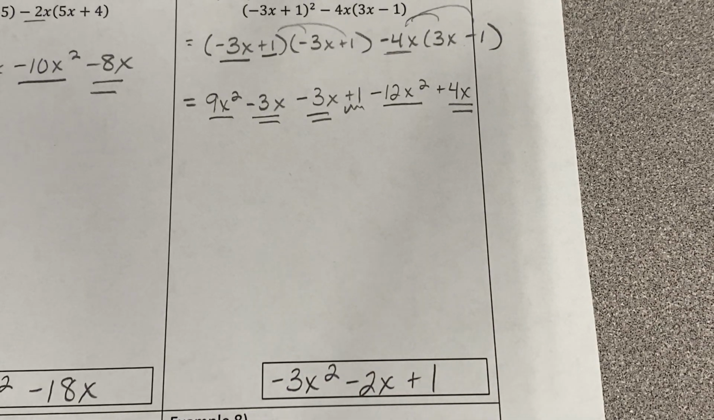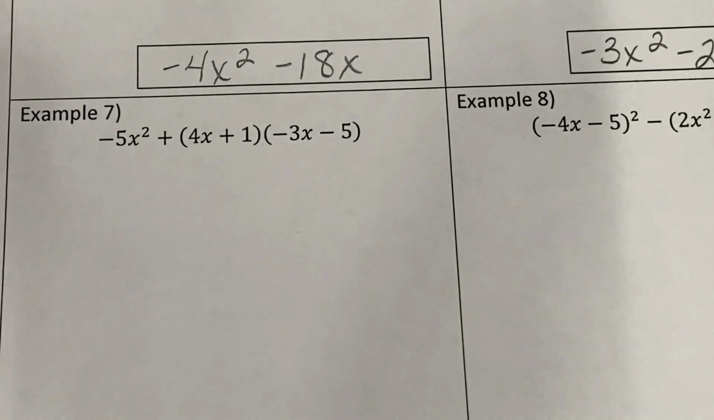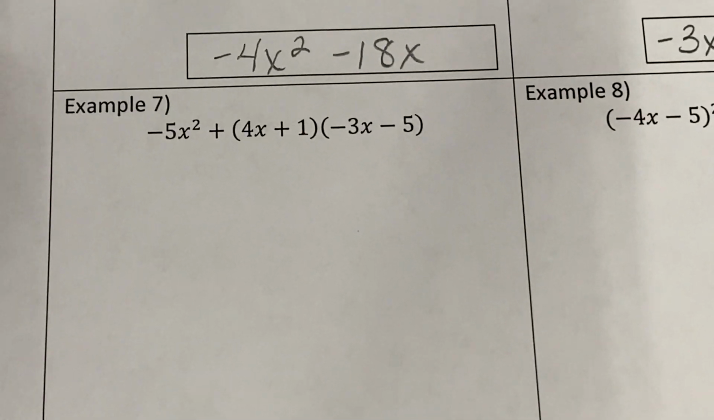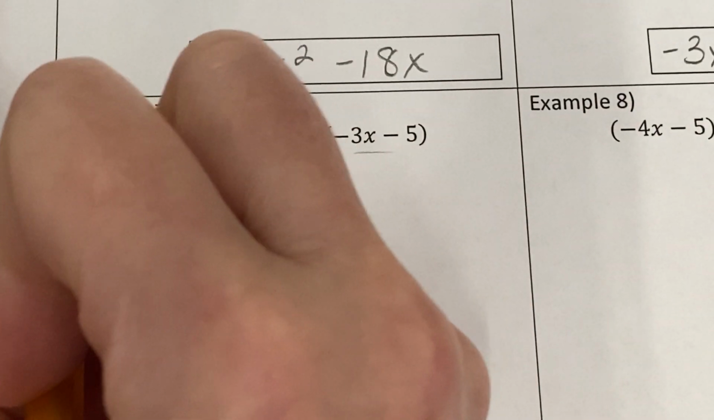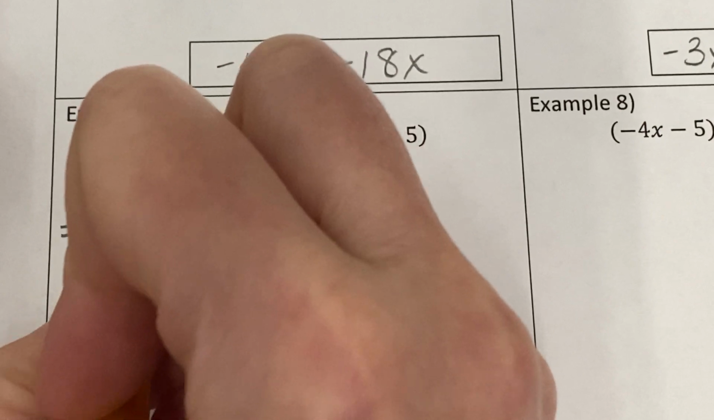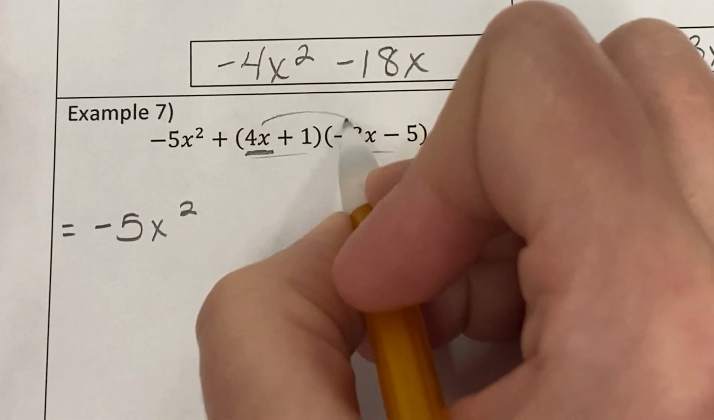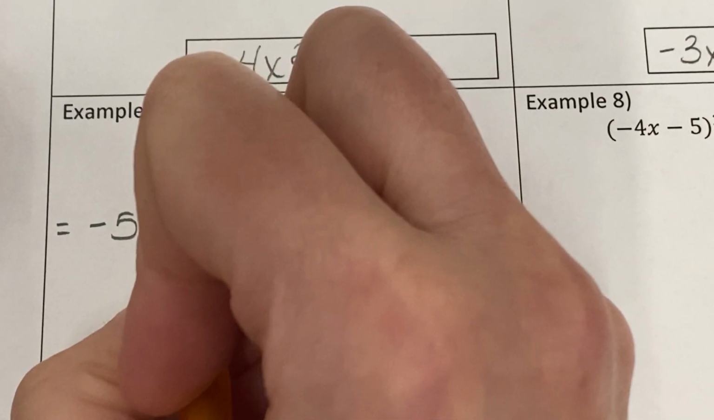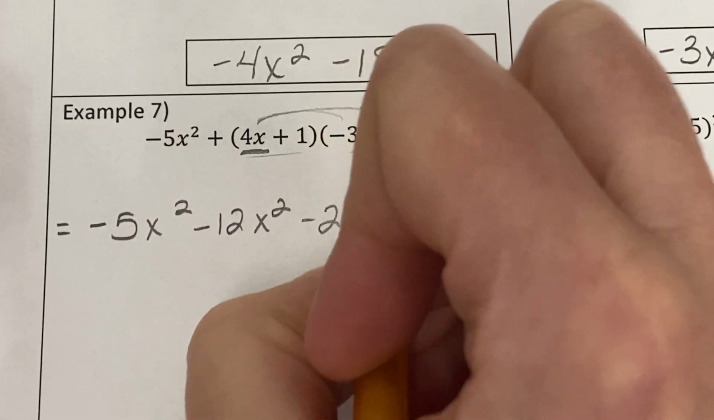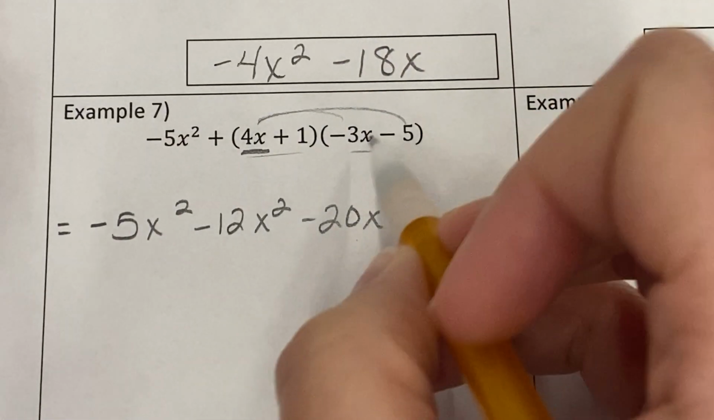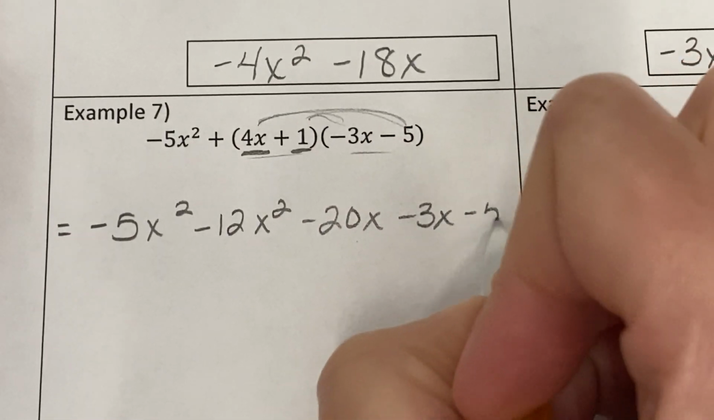All right. Example 7. Looks like I'm going to have to multiply those together first and then combine like terms with this first one. So this negative 5x squared is just along for the ride. We are going to distribute the 4x, so that's minus 12x squared minus 20x, and then we distribute the 1, negative 3x minus 5.